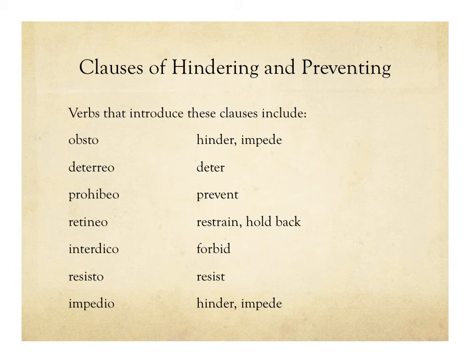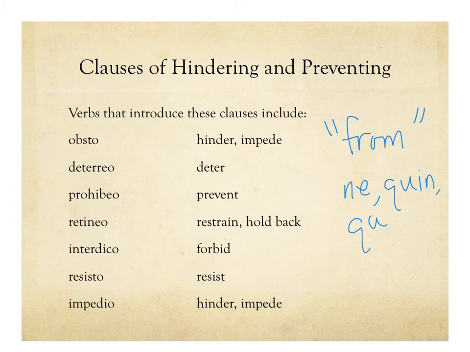I'm going to hinder you from doing something. I'll deter you from doing something. I'll prevent you from doing something. You can see that in English, almost all of these verbs, we say from. And so that is maybe the best translation of something like ne or quin or quominus. But we can see that you can also use lest if you want to, and sort of give a fuller form of the verb. So let's take a look at some examples.